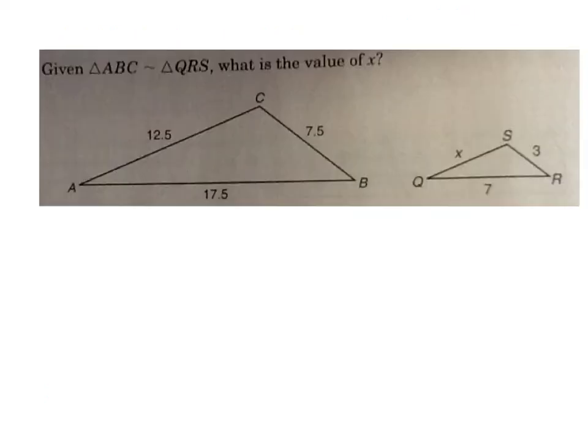Here we're given that triangle ABC is similar to triangle QRS, and this symbol in here means similar in mathematics. We can match up corresponding sides here. So I'm going to say this side here in green goes with this side. So I'm going to say that the 12.5 goes with X.